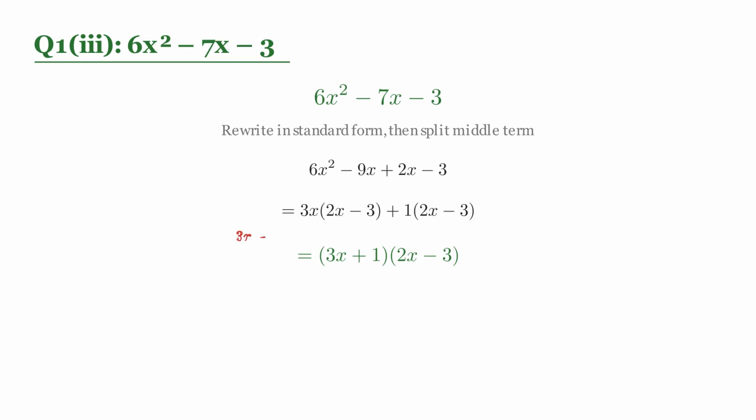Set each factor to 0. 3x plus 1 equals 0 gives x equals negative 1/3, and 2x minus 3 equals 0 gives x equals 3/2. The coefficients are a equals 6, b equals negative 7, c equals negative 3.